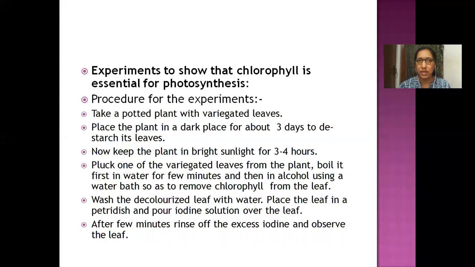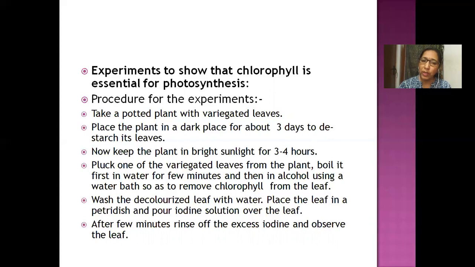Variegated leaves. The example I can give you, the plant is croton. You might have noticed the leaf of a croton plant, which is of multiple colors, right? Many patches of different colors you can notice there, along with green patches as well. Students, this potted plant, we need to keep it in a dark place for about 3 days to destarch its leaves. Now, keep the plant in bright sunlight after 3 to 4 hours.